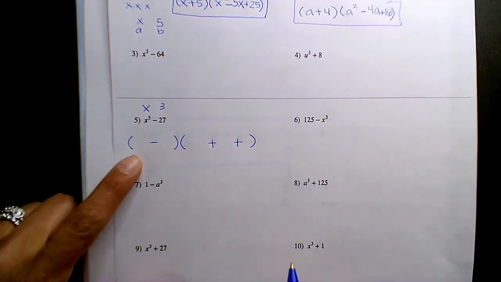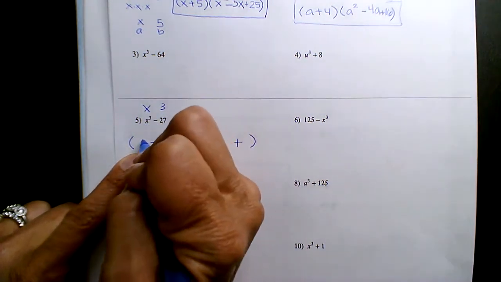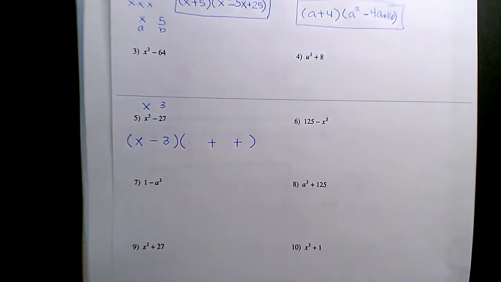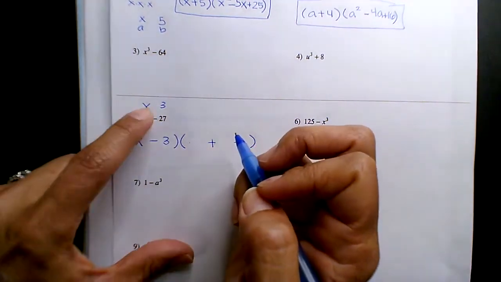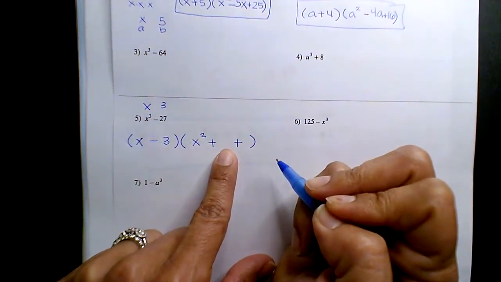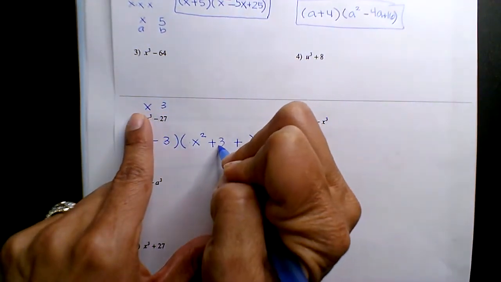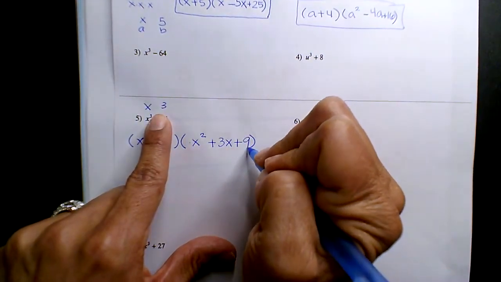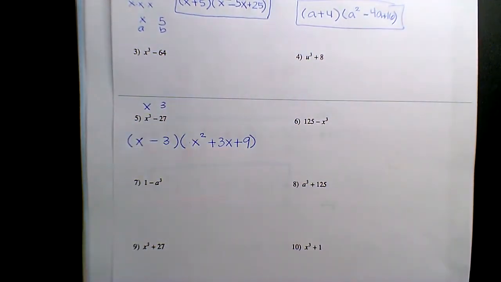So a, which is x, b, which is 3, right? This is a squared, that's x squared. This is a times b, so 3x. And this is b squared, 3 squared, 9. That's it.